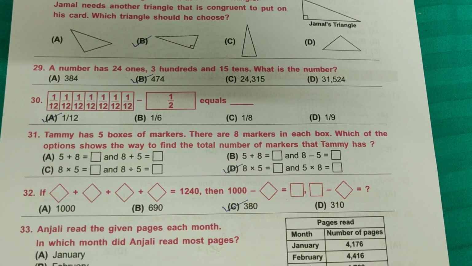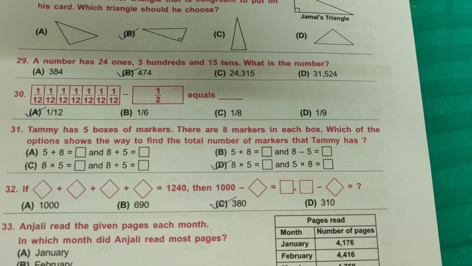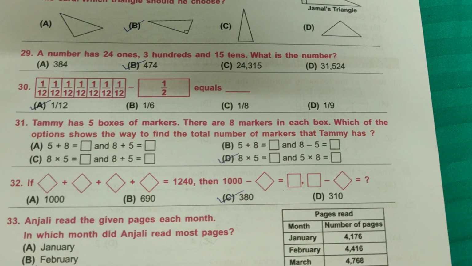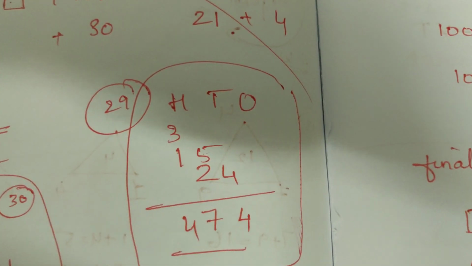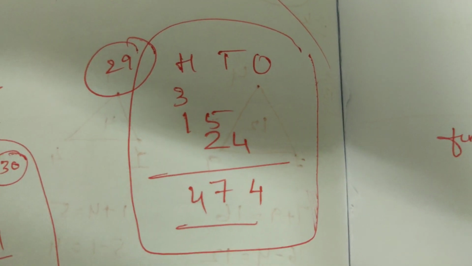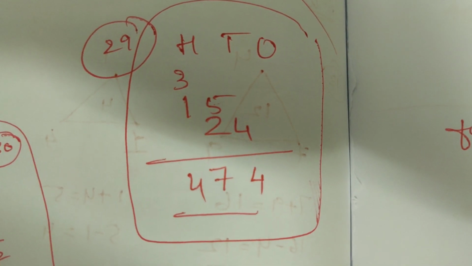29th. A number has 24 ones, 3 hundreds and 15 tens. What is the number? B-bit 474. So here is the 29th one. Units, tens, hundreds. So this is how we will get 474.